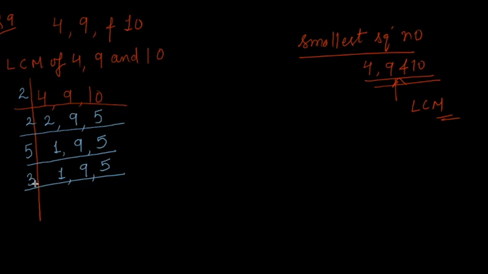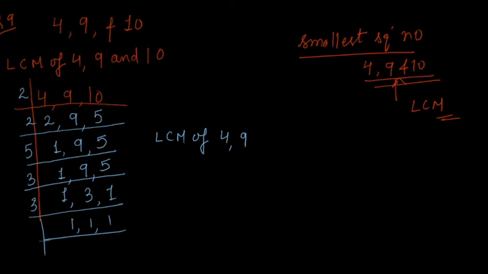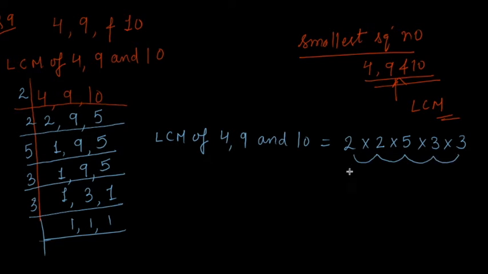This is 3 3s are 9 and 1. Again you have 3, 1, 1, 1. So we got 1 and we can leave it here. Now if I write the prime factorization, what will be the LCM of 4, 9 and 10? It is 2 into 2 into 5 into 3 into 3. 2 2s are 4, 4 5s are 20, 20 3s are 60 and 60 3s are 180. Right? So you are getting 180.